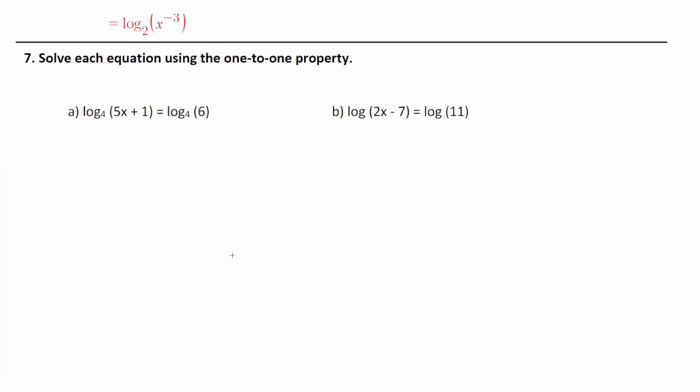Number 7, now we're getting into solving equations. When we use the one-to-one property, we use that whenever we have a single logarithm on both sides of the equation. Anytime we've got the same log with the same base on both sides of the equation, we can just set the two arguments, or what's inside the parentheses, equal to each other and simply solve from there. So I have 5x plus 1 equals 6. I can subtract 1 from both sides to get 5x equals 5. And then finally divide both sides by 5 to get x equals 1.